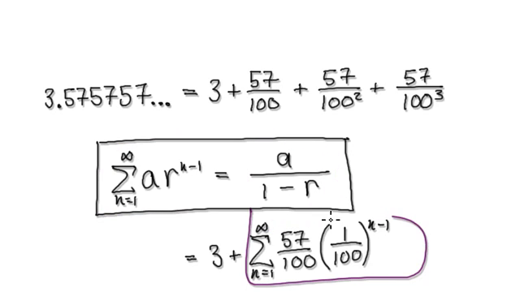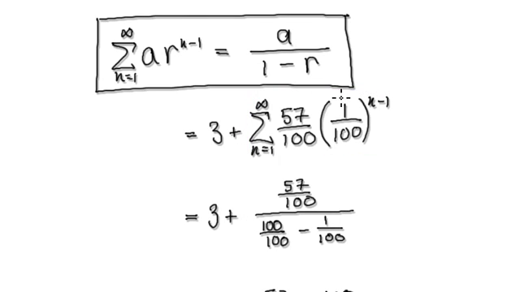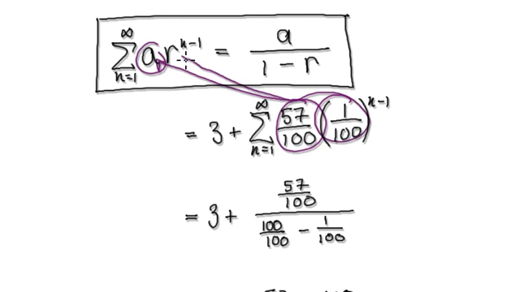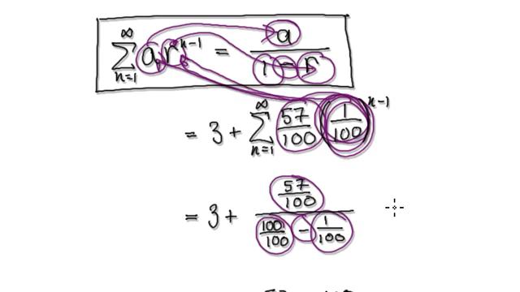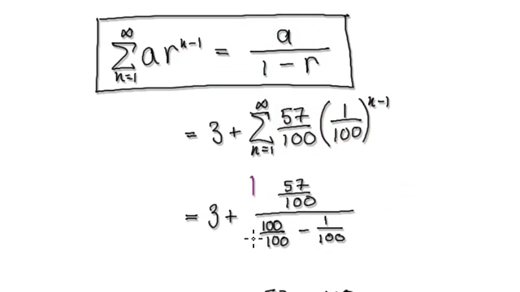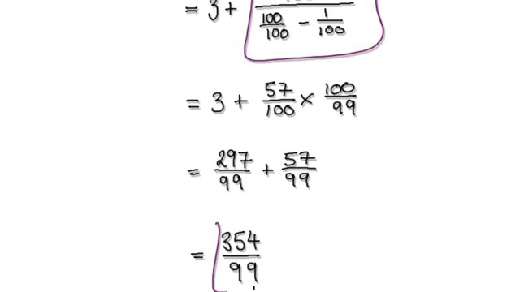To sum up everything, this is your A, this is your R. Now follow the formula. Get A, that's this A here, over 1 take away your common ratio. Your common ratio is this thing here, because this is your R. Now it's just a matter of tidying this up. If you tidy up the whole thing, it will give you this.